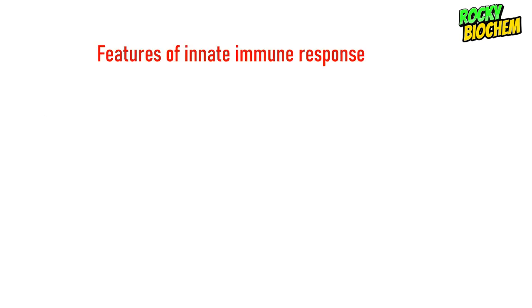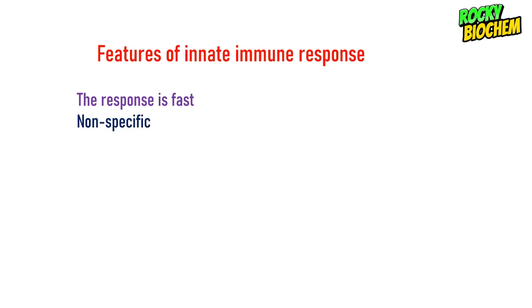So let me end by talking about some general features of innate immune response. So innate immune response is fast. Innate immune response can occur within 4 hours. So when the pathogen invades the body, the response can be mounted within 4 hours, as compared to the adaptive immune system, which can take about 4 days or so.